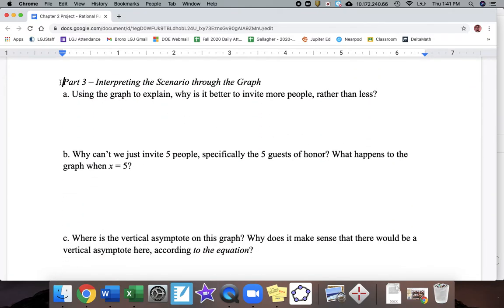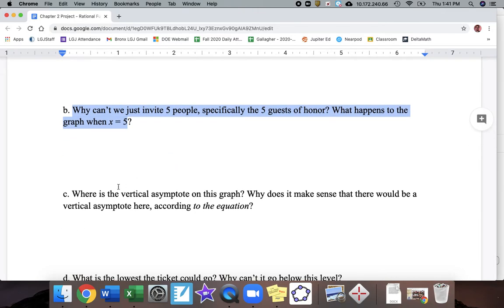Now we're going to interpret the scenario in part 3. So using the graph to explain, and this is very, very important, the graph to explain, why is it better to invite more people rather than less? What's happening as we invite more and more people? Now, why can't we just invite 5 people, specifically the 5 guests of honor? Using the graph, explain what's happening here.